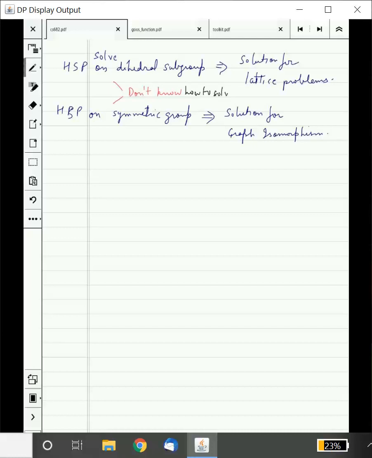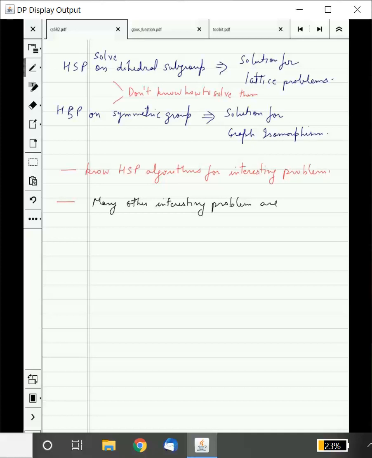This means two things. We know HSP algorithms for interesting problems. Many of the algorithms in the quantum world are actually HSP algorithms. Secondly, many other interesting problems are HSP problems. But in this case, they are on non-abelian groups, and we don't have the solution yet. We can solve it for finite abelian groups, but we don't have a solution for HSP on non-abelian groups.